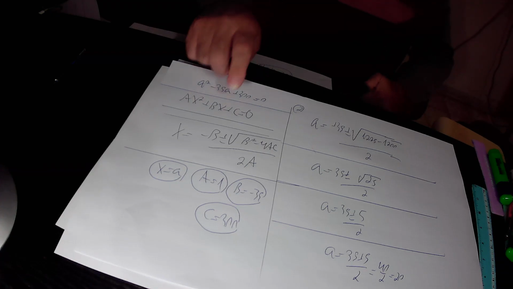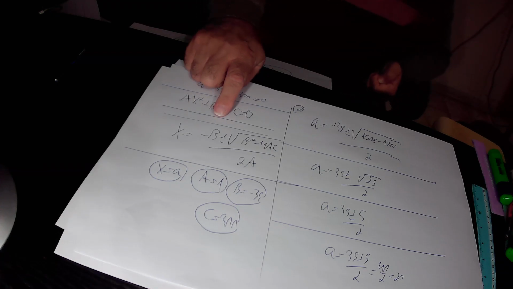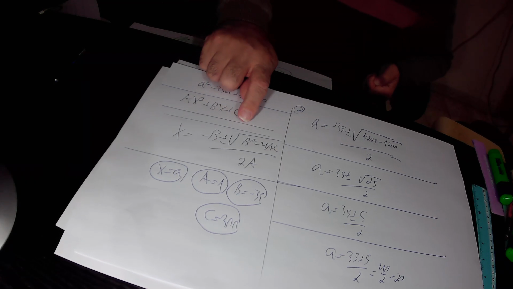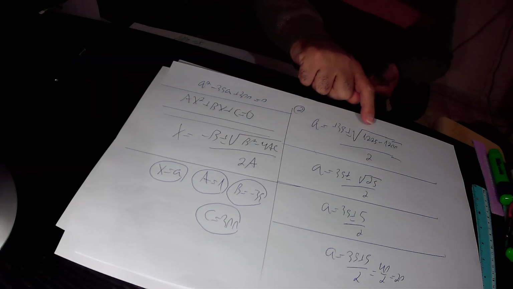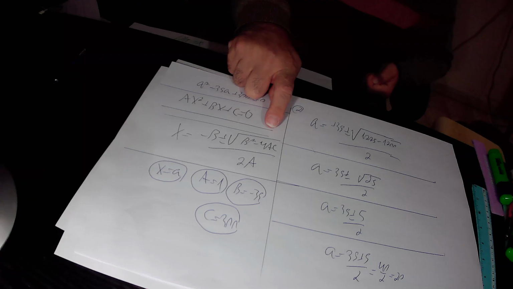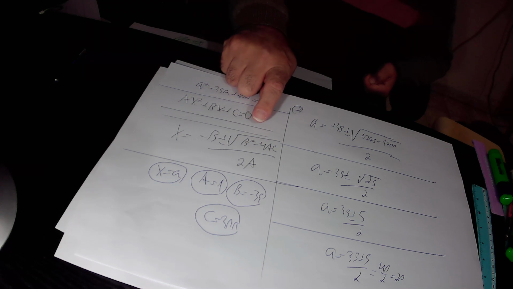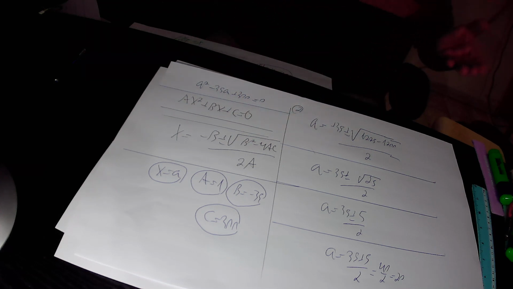And it equals minus b. B is minus 35, therefore minus b is 35, plus minus square root of b squared. B is minus 35, therefore b squared is 35 squared, that is 1225, minus 4 times a times c. A is 1, c is 300, so minus 4 times a times c is minus 4 times 1 times 300, that is minus 1200, over 2a. A is 1, so 2a is 2 times 1, that is 2. So in total we found that a equals 35 plus minus square root of 1225 minus 1200 over 2.